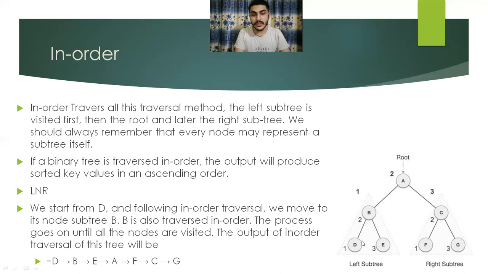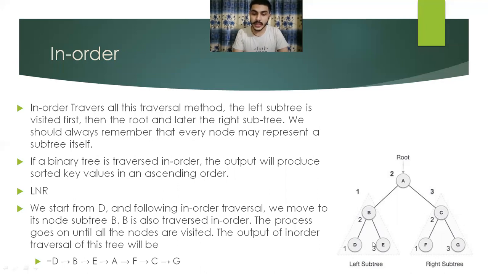and following in-order traversal we move to its node subtree B. We start from here and move here, B. And B is also traversed in order. The process goes on until all the nodes are visited. The output of in-order traversal of this tree will be, so here is the output, and I am telling you a trick to solve in-order traversal. So we will start from L, N, then R.